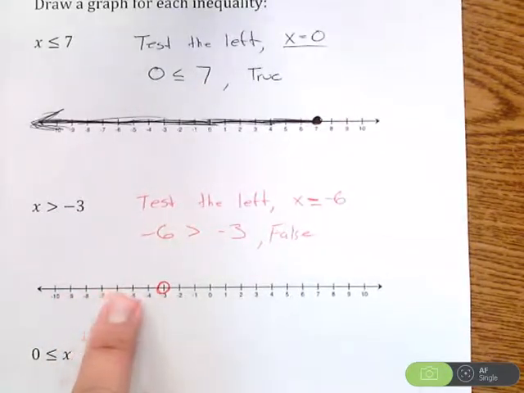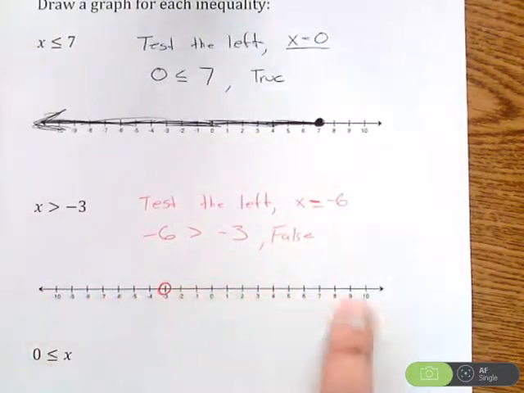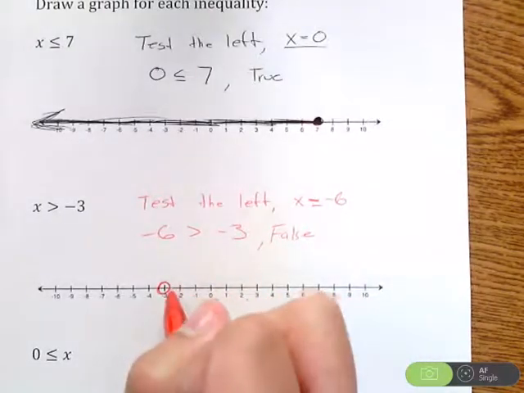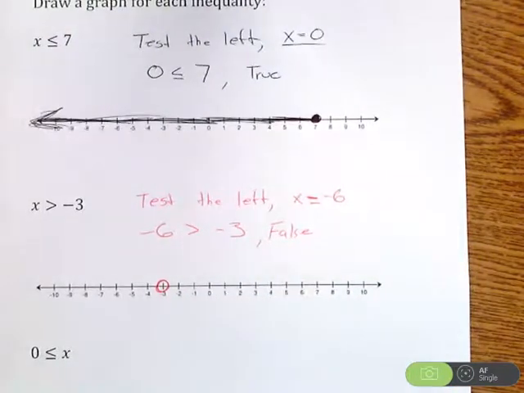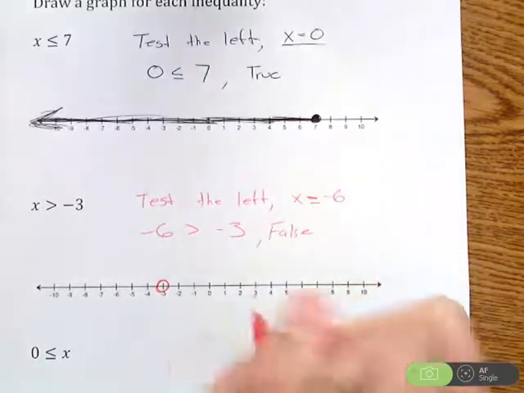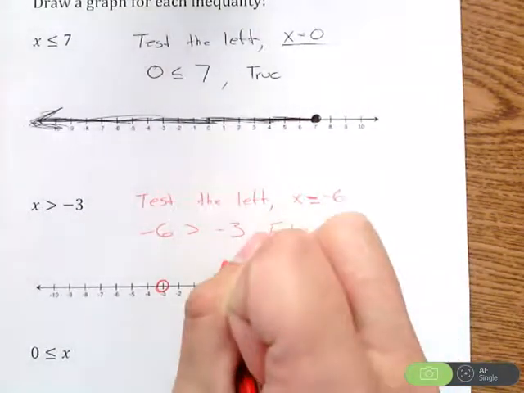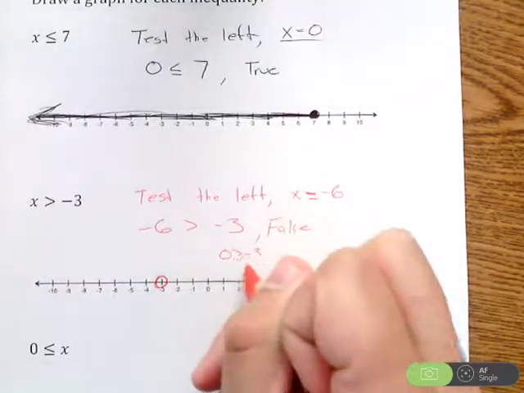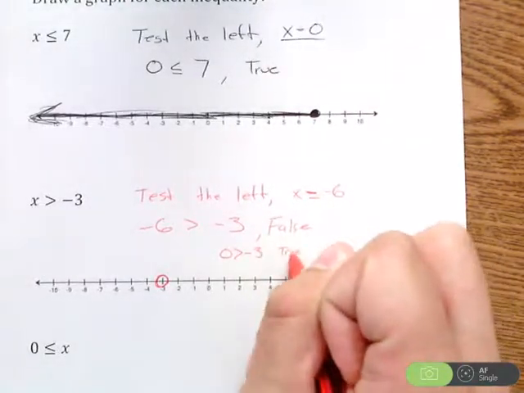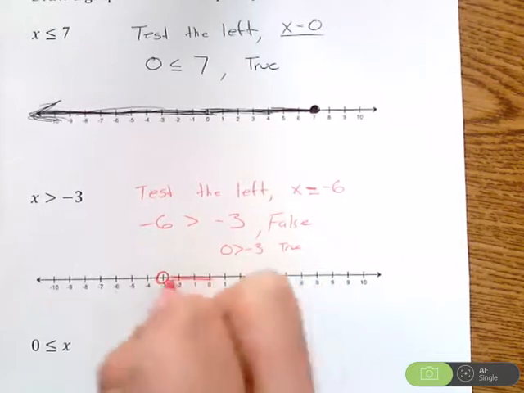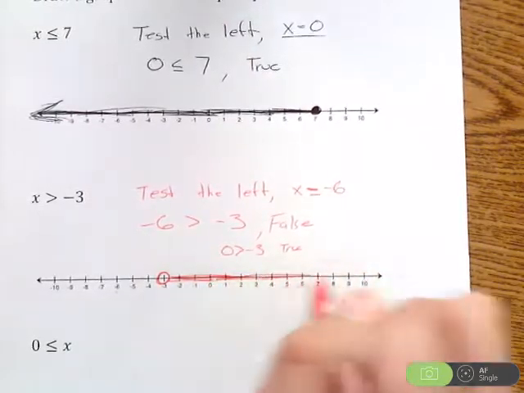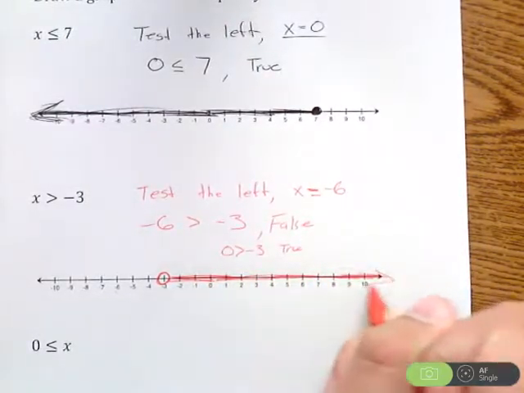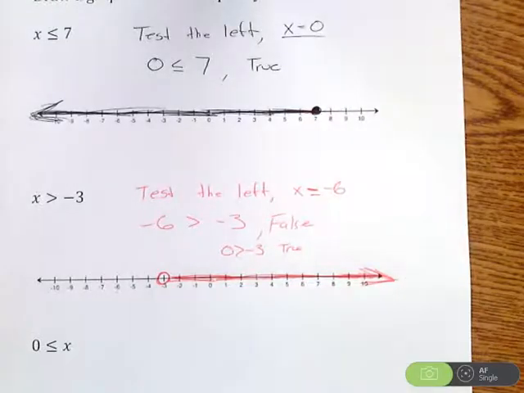By process of elimination, if I know this -6 on the left isn't a solution, then I know a number on the right is a solution. So I could go ahead and assume it's a solution on the right. If I wanted to, I could also check, maybe x equals 0. So if I plug in 0, yep, that is a solution. 0 is greater than -3. It works. So I know I'm going to shade everywhere on the right with an arrow. Okay.